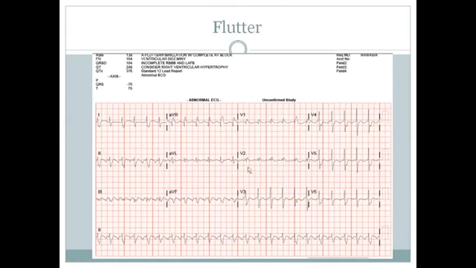But it's mainly that the flutter waves typically go at around 300 beats per minute. So if you're conducting 2-to-1, you're expecting around 150 beats per minute. This is 300, 150, 2 big boxes. You have the flutter waves. You can see the negative flutter waves here in the inferior leads. V1 you cannot see that well, but typically positive. So this is a 2-to-1 flutter.